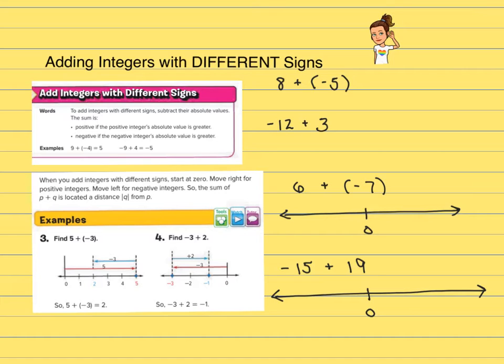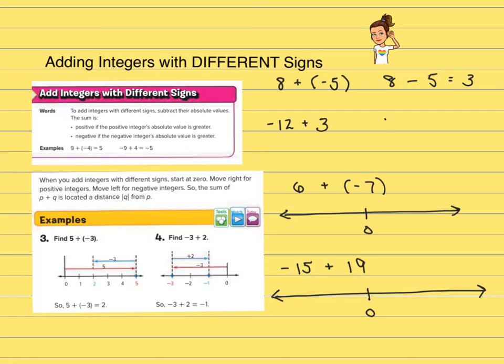The absolute value of 8 is 8, and then we're going to subtract. The absolute value of -5 is 5. The difference is 3. Now, which of these numbers has the greatest absolute value? 8 does. 8 is positive. Positive will be the answer if the positive integer's absolute value is greater. So our answer is correct, +3.